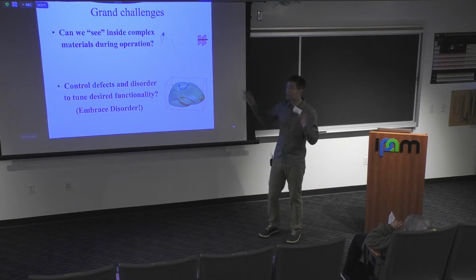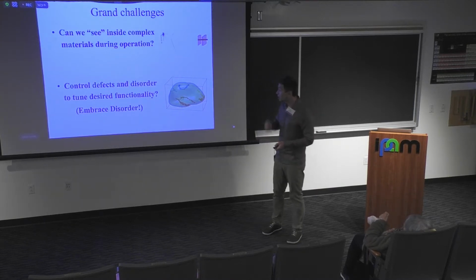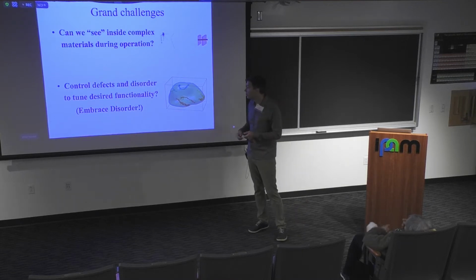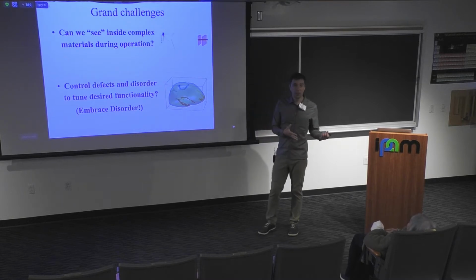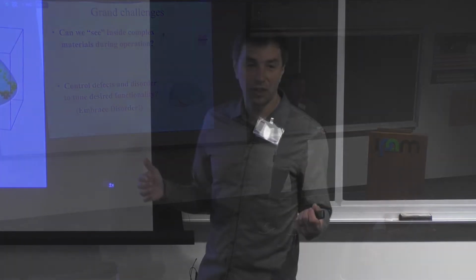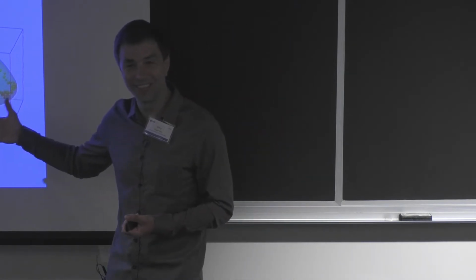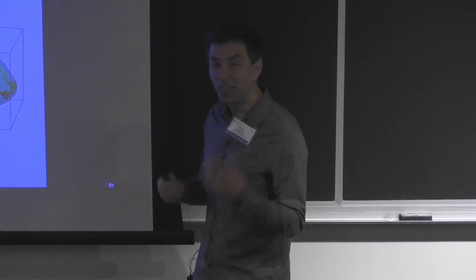But this is even more mysterious. What is actually going on inside of the materials while the device is operating? And the second question that I wanted to pose here is, can we control defects and disorder to tune specific functionality? In the physics community, disorder is kind of a dirty word. It means that you've made a mistake when making the material and now something is bad, right? The sample has a lot of defects and it's bad.